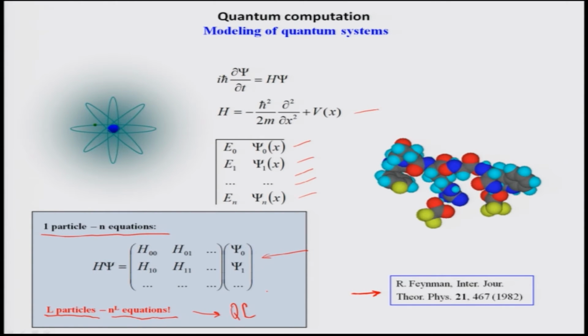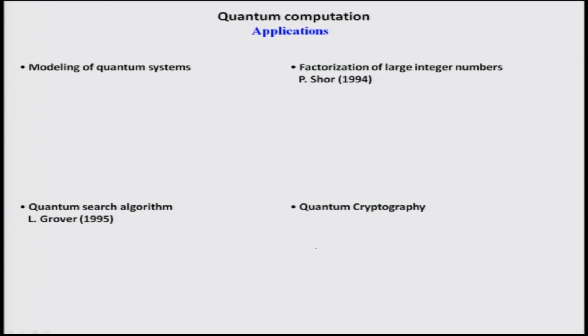So in order to really solve the problem in terms of a large molecule, the way Feynman proposed the problem is that if one particle would require n equations, then obviously to solve large quantum systems, you would require a quantum computer, because that only has the power to solve n to the power L equations. So that is one of the basic points behind the idea of getting to quantum computers, even from the basic principle of understanding the levels that we would like to do.